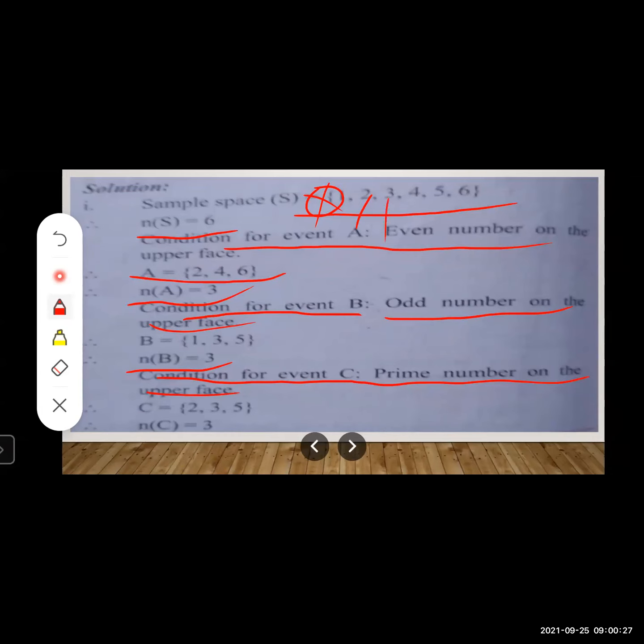Go to 3. How many factors does 3 have? Again 2 factors, number 1 and that number itself. Okay, 4 has more than 2 factors, so it is not a prime number. Now if you see 5, it again has 2 factors, 1 and 5 itself. And 6 we can't take as a prime number because it has more than 2 factors. So which numbers are prime numbers? 2, 3, 5, right? So how many sample points are there for event C? 3. So you will write n(C) is equal to 3.